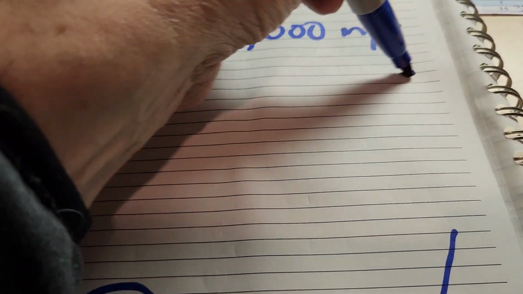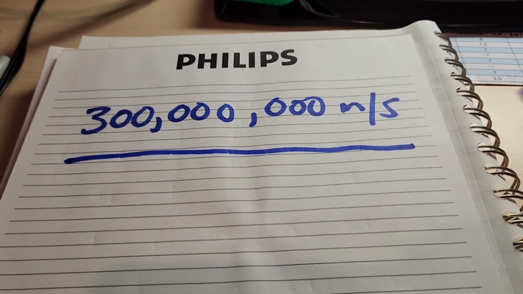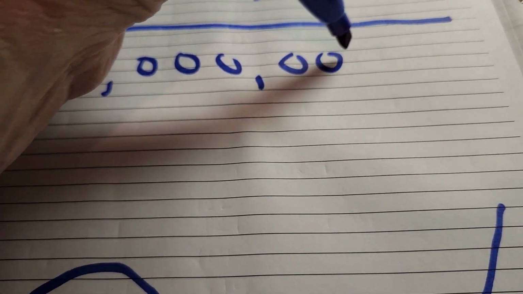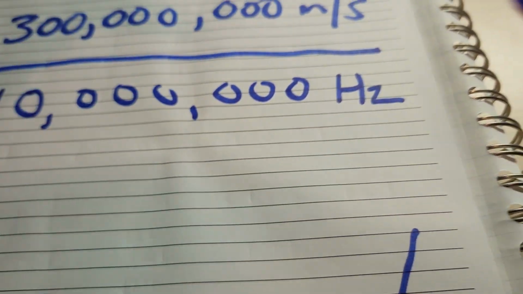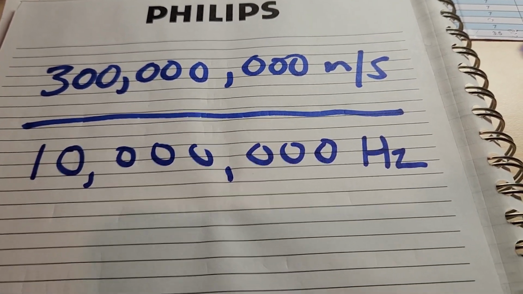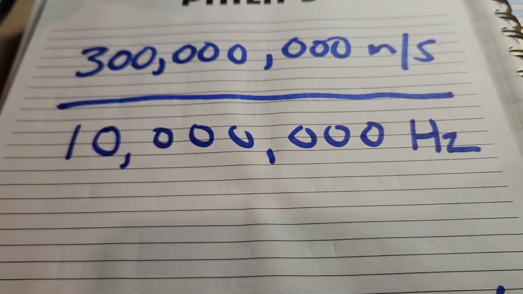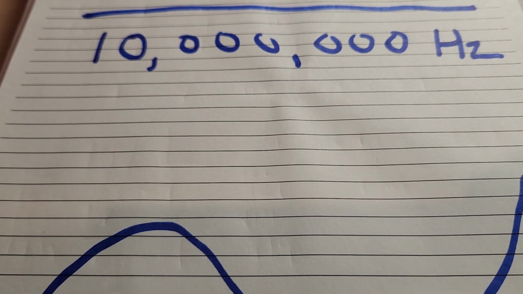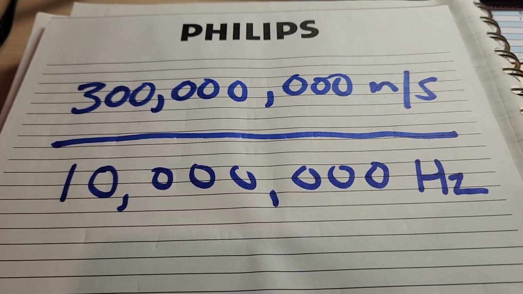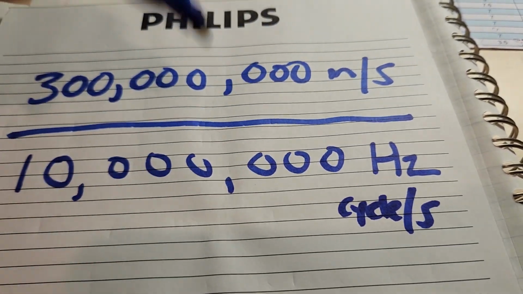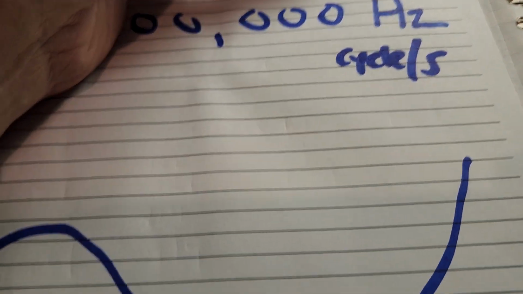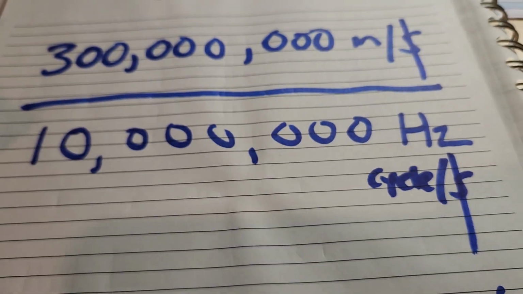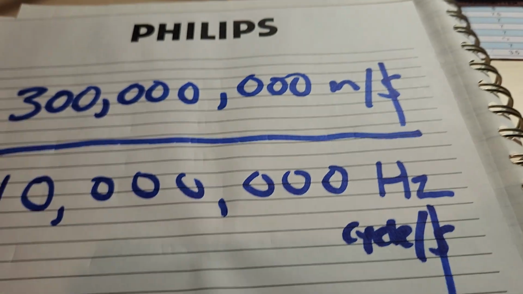So for our example, let's take our 300 million meter per second speed of light, and we'll divide that by 10 million, or 10 megahertz. So these are just hertz, 10 million hertz. That is a cycle per second. So one of these, or 10 million of them, every second. So a hertz is a cycle per second. So when we divide these two, the seconds are going to go away, and we're going to end up with meters per cycle.